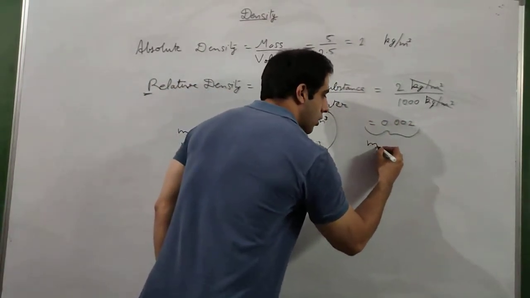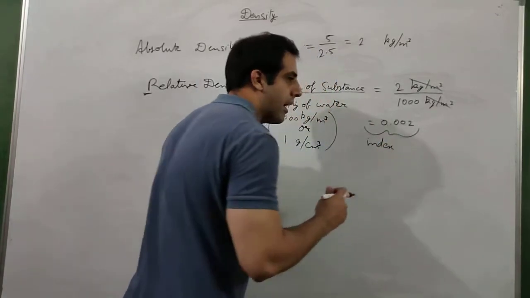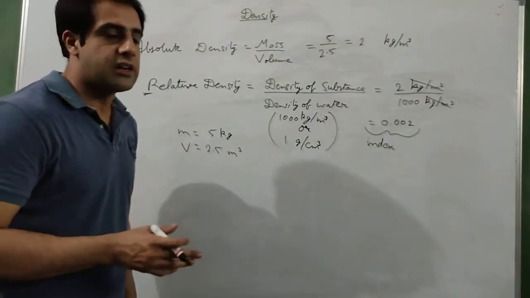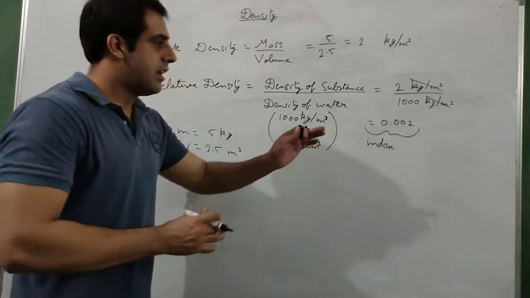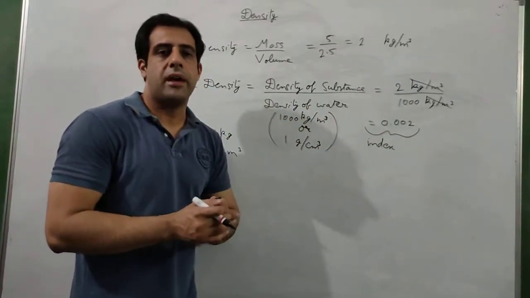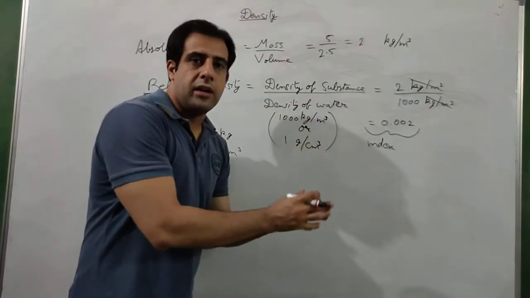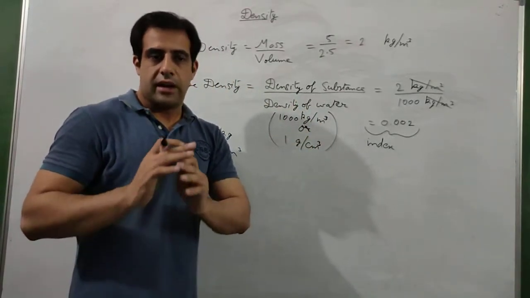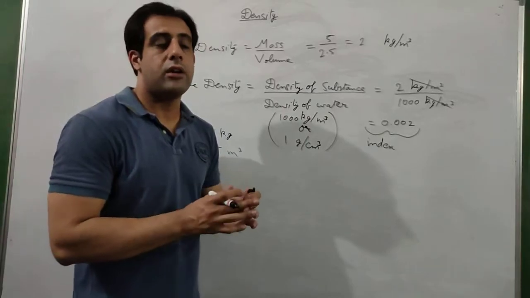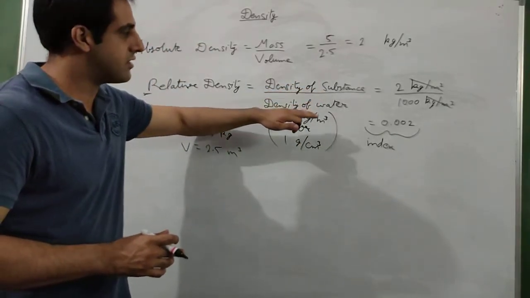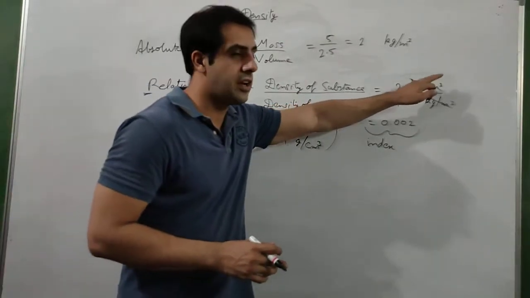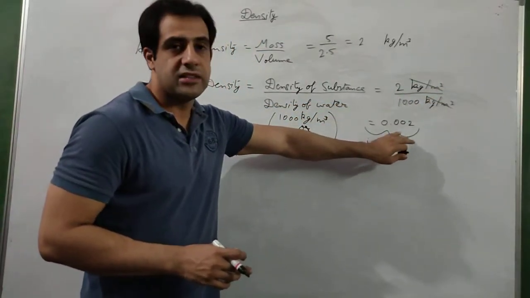Such numbers are called index numbers and they do not have any unit. They do not have any dimensions. They are unitless quantities. They are used just to compare one quantity with some other quantity. They are just comparisons. They do not have their own units. So here we are comparing density of the substance with the density of water. So we do not need the unit. All we need is the index.